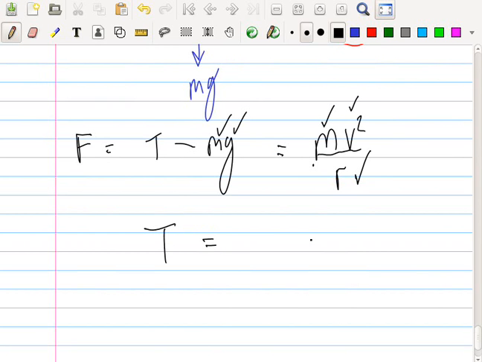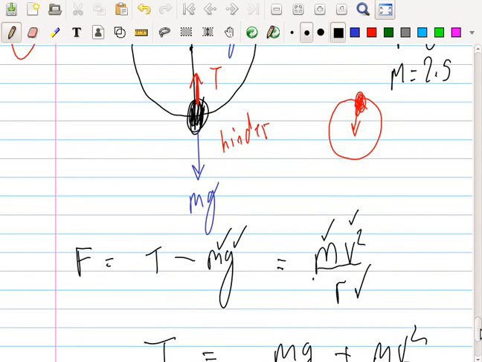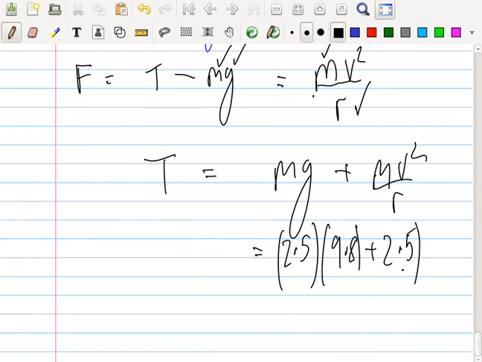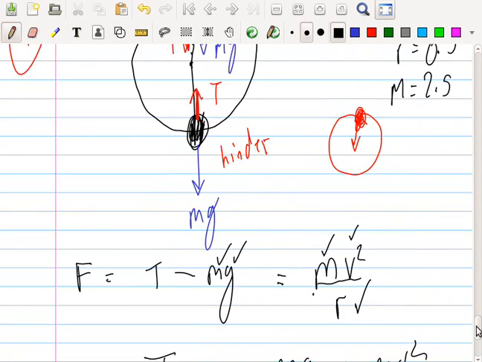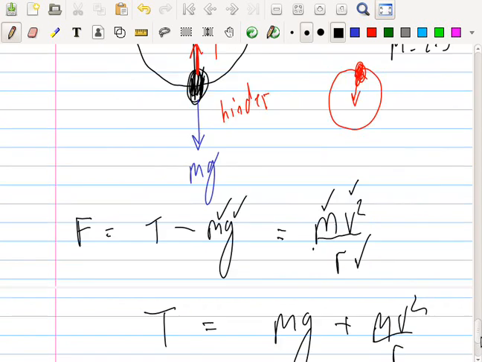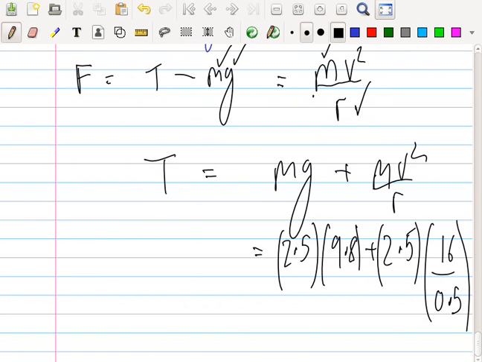So we have the T. T equals mg plus mv squared over r, which equals m, 2.5, 9.8 plus 2.5, 4 squared is 16 and the radius is 0.5. Okay, can you tell me what this is? So this is T max.